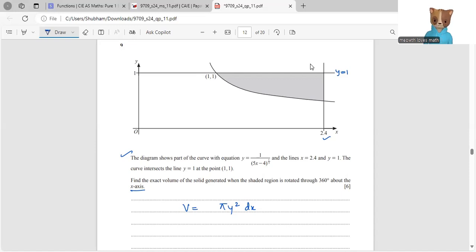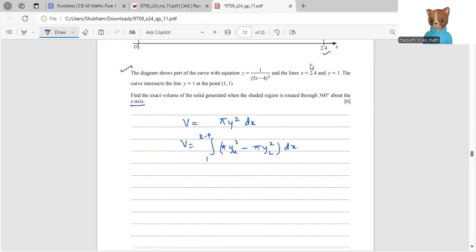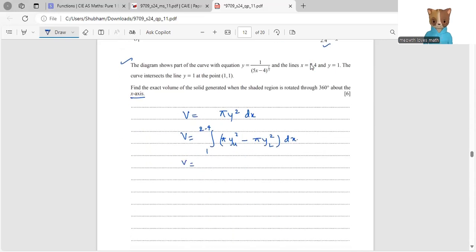Now, remember, whenever you have the bounded area and that is rotated, always remember the volume will be upper minus lower curve. So the formula for the volume from x values, x goes from where to where? 1 to 2.4, isn't it? So 1 to 2.4, pi y upper whole square minus pi y lower whole square with respect to dx. All right. Now, we'll just substitute these values.